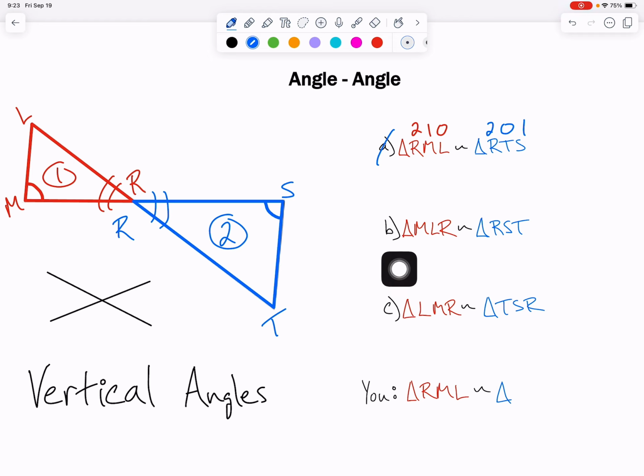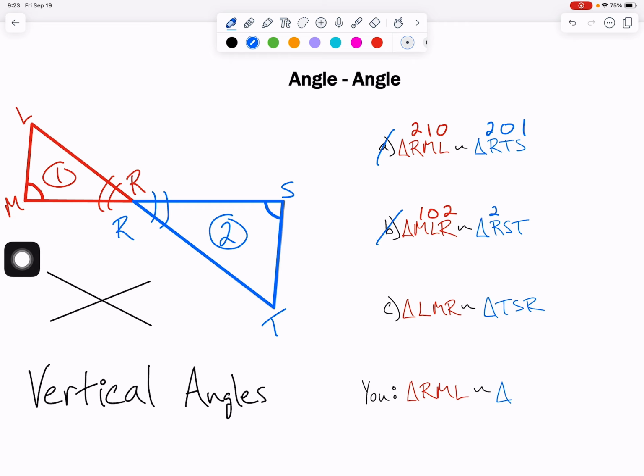All right, so let's go to answer choice B, triangle MLR. Well, M is represented by 1 arch. Angle L is represented by 0, and angle R is represented by 2. All right, so triangle RST. Well, angle R has 2 arches, so right off the bat, we know that answer choice B is no good.